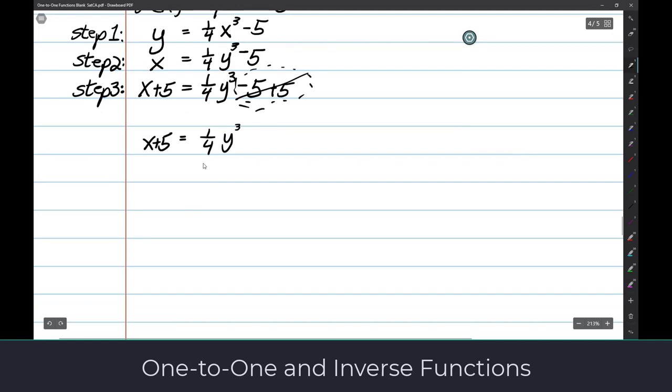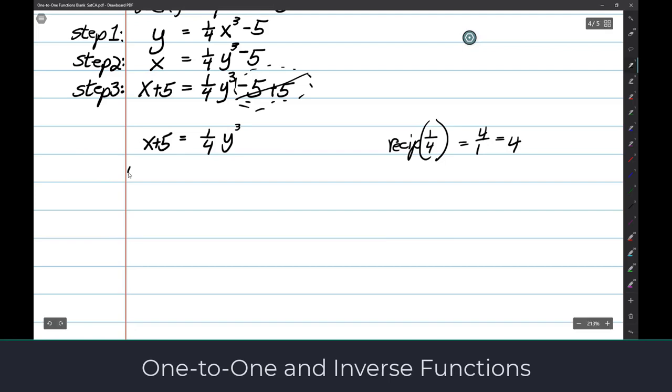Okay, now the next thing. I need to get rid of this number. That is, I need to make it disappear over here by y to the third. But I can't just make it disappear, of course, so I have to do this legally. If I multiply both sides of the equation by the reciprocal of 1/4, the reciprocal of 1/4 is 4/1, which is 4. So if I multiply both sides of this equation by 4, I'll be able to make the 1/4 vanish on the right-hand side.